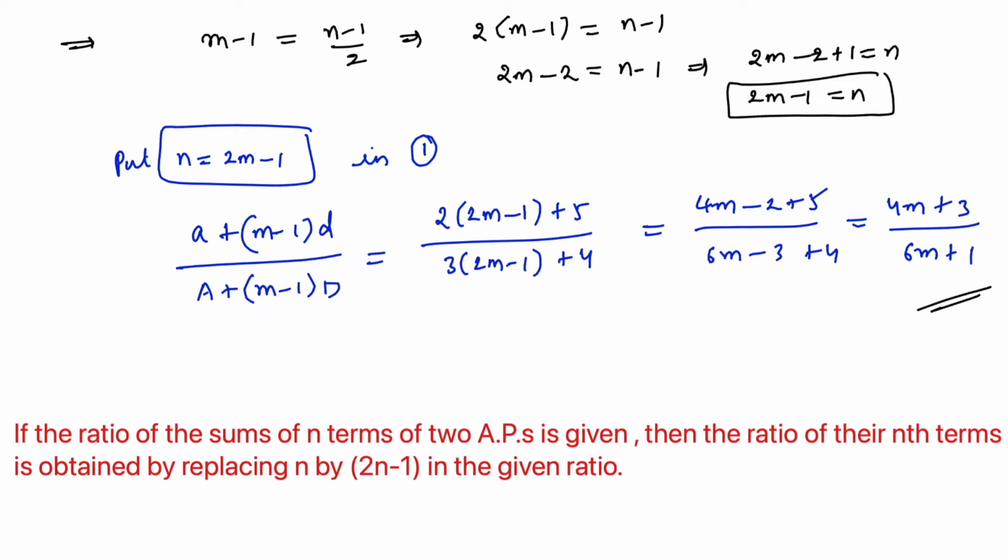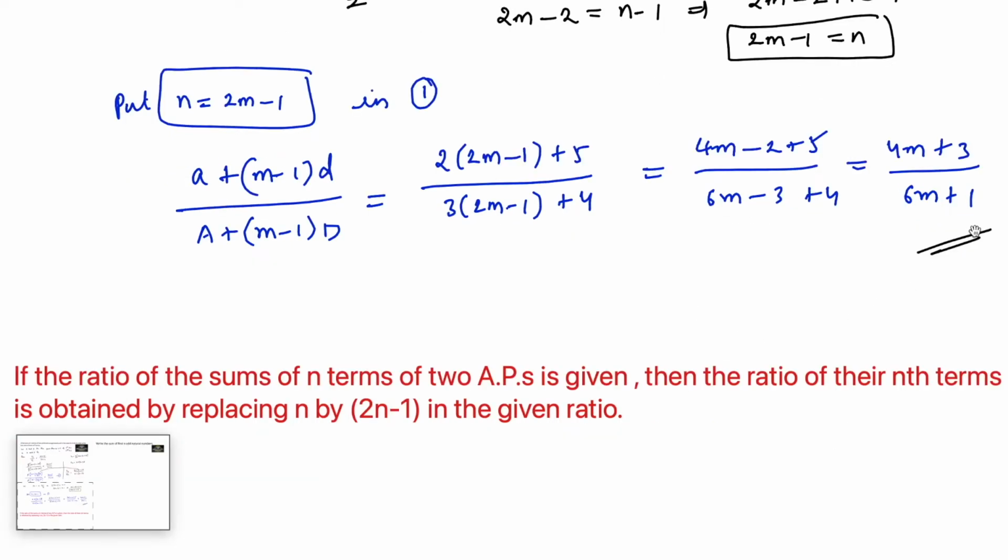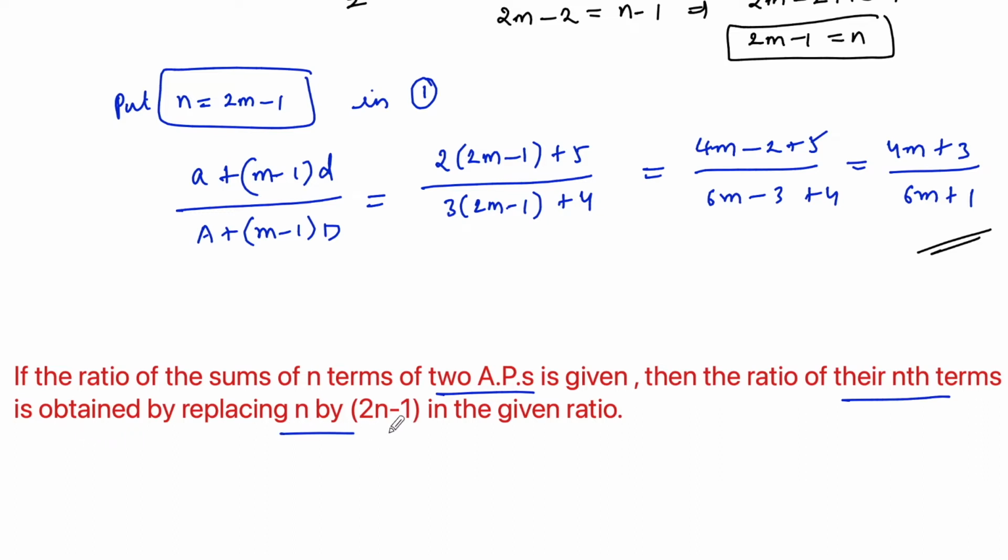And this can also be obtained by using this simple formula. If the ratio of the sums of n terms of two APs is given, then the ratio of their nth terms is obtained by replacing n by 2n minus 1. So here we replaced n as 2m minus 1. Similarly, for any problem, if the ratio of sums of n terms of two APs is given, then we can find the ratio of their nth terms by replacing n as 2n minus 1.